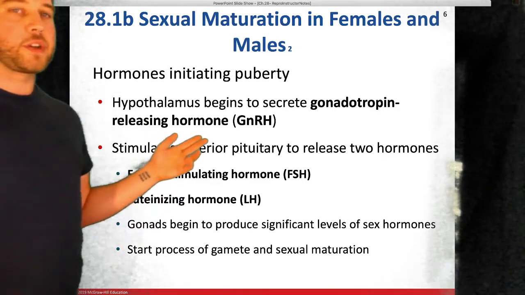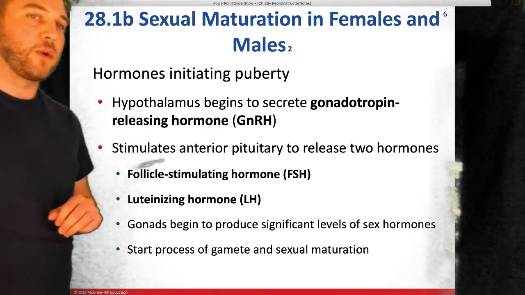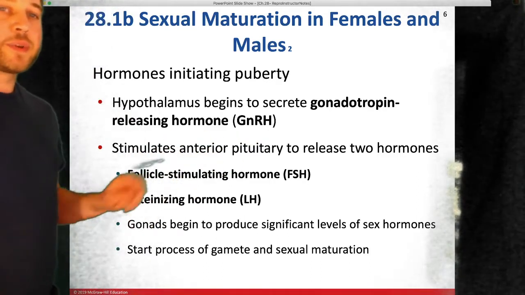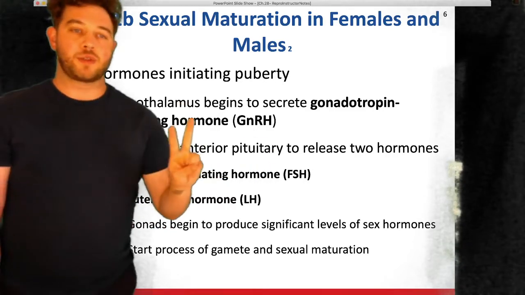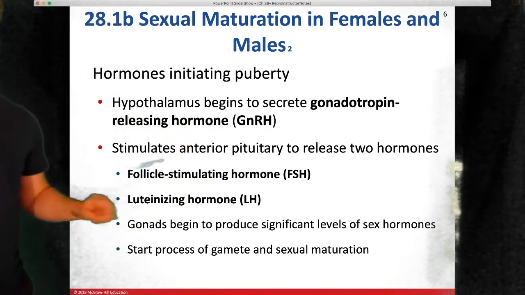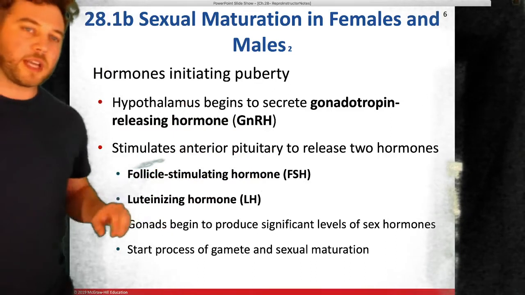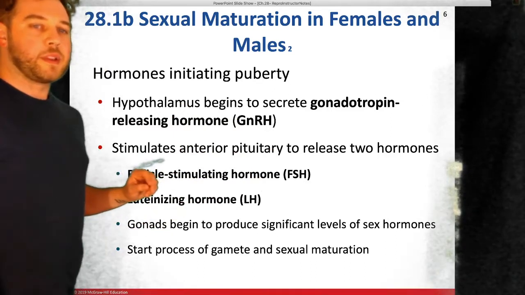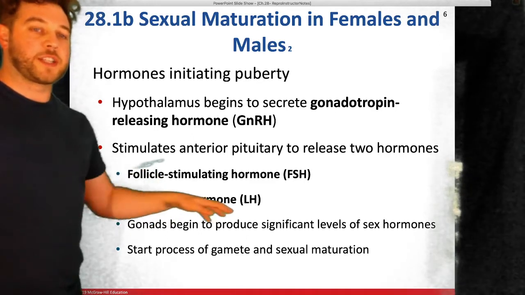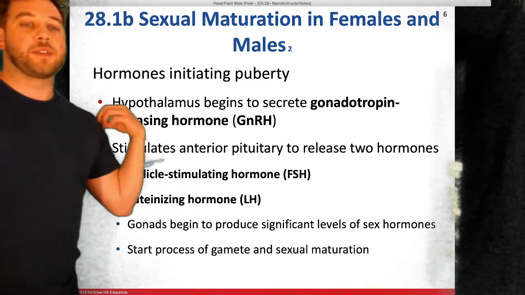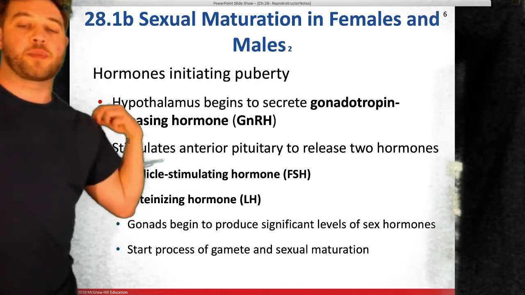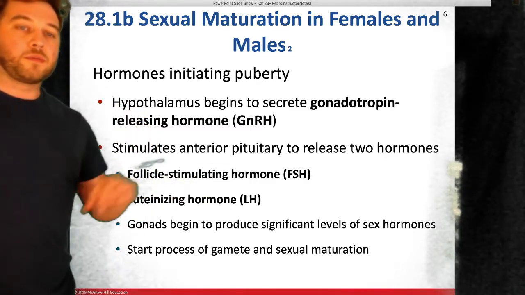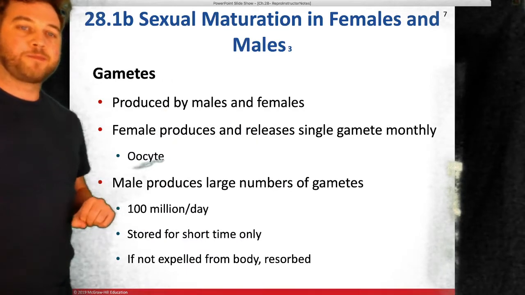The hypothalamus starts secreting gonadotropin-releasing hormone. You should know both the name and the abbreviations for all of these. It will stimulate the anterior pituitary to release two different hormones, both FSH and LH, your follicle-stimulating hormone and your luteinizing hormone. These will signal for the gonads to start producing significant levels of sex hormones and start the process of gamete maturation. Both of these happen in males and females.